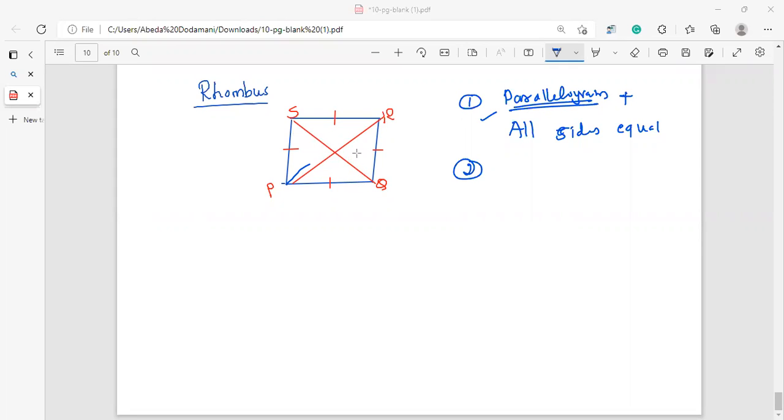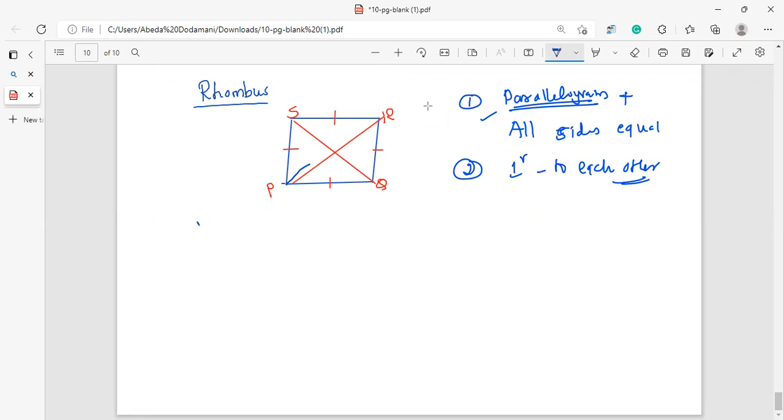In a parallelogram also the diagonals bisect each other. And then not only do they bisect each other, they are perpendicular to each other. That is the extra condition we have in the case of a rhombus. So the diagonals are not only bisecting, but perpendicular to each other in the case of a rhombus. Okay, so this is about the rhombus.